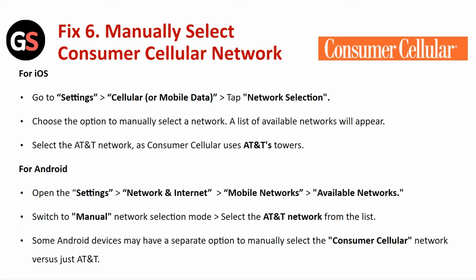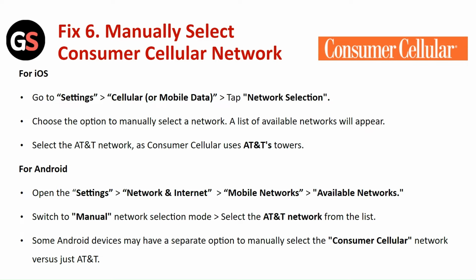Fix 6. Manually select Consumer Cellular Network. For iOS, go to Settings, then Cellular, then tap on Network Selection. Choose the option to manually select a network. A list of available networks will appear. Select the APN network as Consumer Cellular uses APN towers.